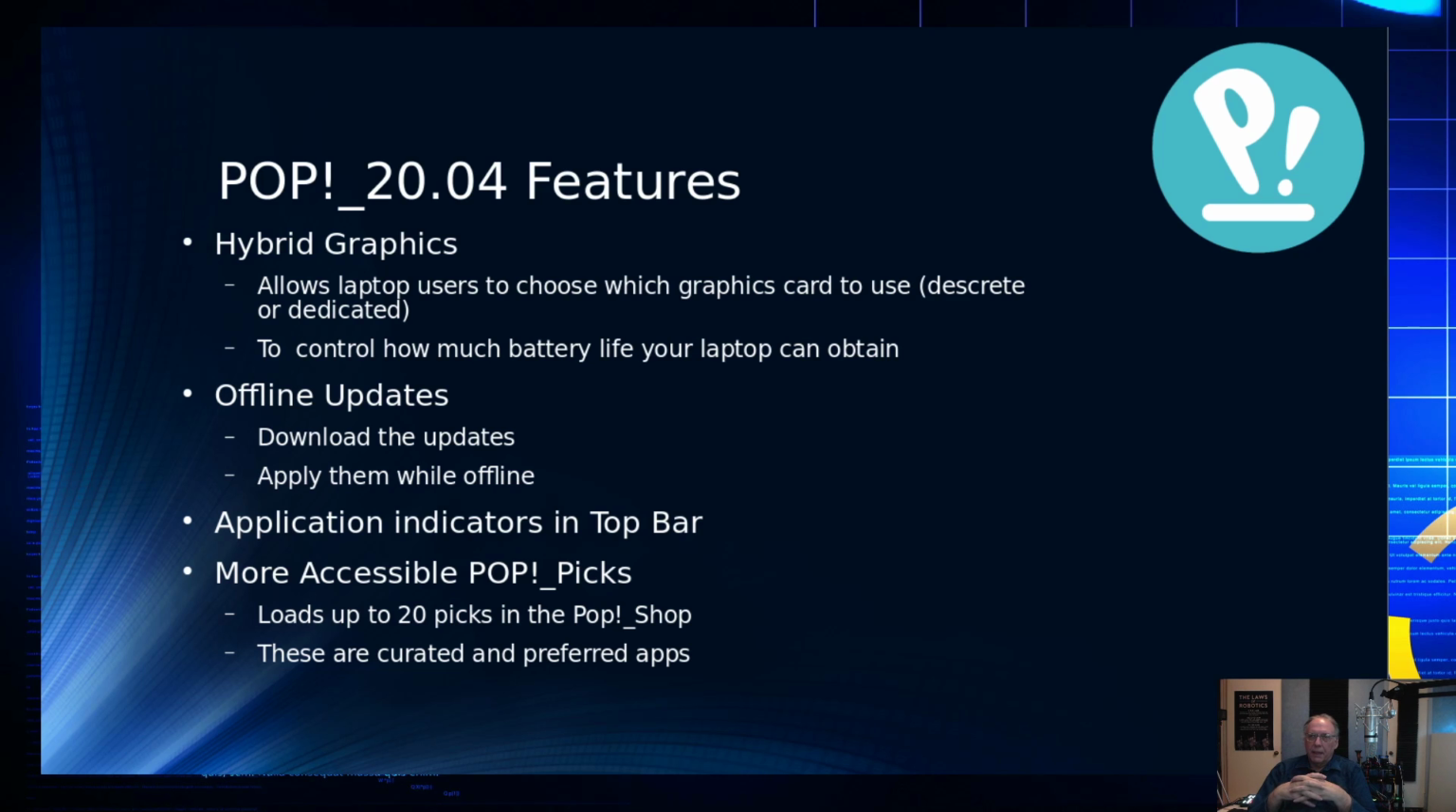Application indicators are in the top bar now, and there's more accessible Pop Picks. Pop Picks is inside the Pop Store, and they have curated up to 20 or so that they display there. That's probably more than 20 apps that they have curated, but up to 20 of them load in at the top of the Pop Store, and these are preferred apps that System76 has tested themselves.